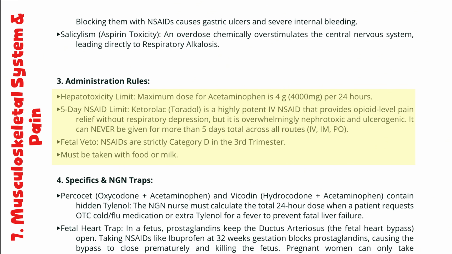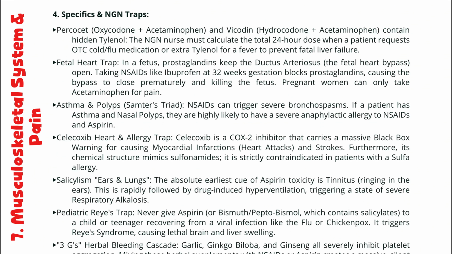NSAIDs are category D in the 3rd trimester. Take with food or milk. Percocet and Vicodin carry hidden Tylenol. Calculate the full 24-hour acetaminophen total before adding OTC cold meds or extra Tylenol for fever, or you risk liver failure. In a fetus, NSAIDs, like ibuprofen, close the ductus arteriosus prematurely. Pregnant patients get acetaminophen only.